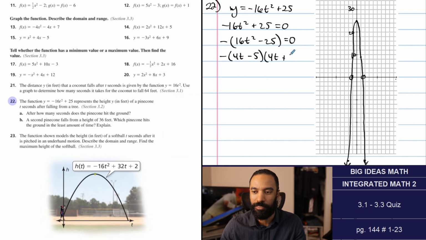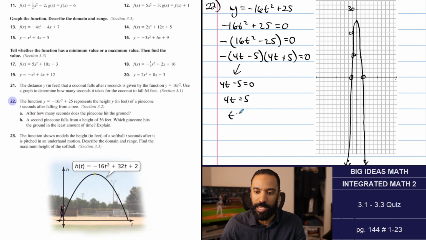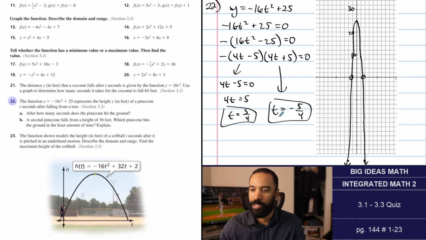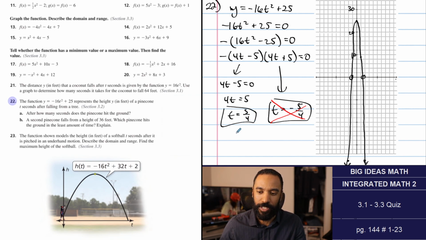Okay, it's not at 1.5. So you set these equal to 0. 4t minus 5 equals 0. 4t equals 5 and t equals 5/4. That's one answer. The other answer would have been -5/4, which will not apply. So we're going to go ahead and say nope. So it's going to be after 1.25 seconds.